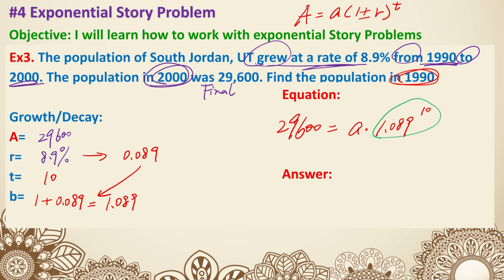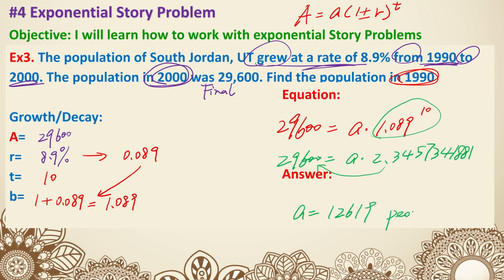1.089 to the 10th power, if you type it in your calculator, gives you 2.34573418881. You can choose to write down as many digits as you can. So 29,600 equals a times that number. You're going to divide that number over, and eventually round your final answer. Little a is 12,619 to begin with. So that is our initial value.